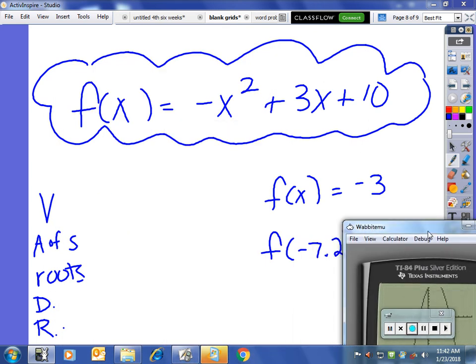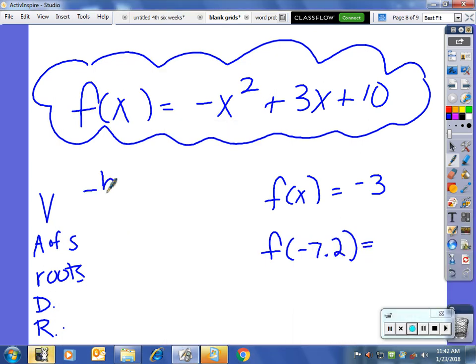How do you do the math? It's the opposite of b over 2a. That's for part of the vertex. That's the x part. You have to then turn to your calculator to find the y that goes with it. That's why I call this way half brain, half calculator. I'm going to show you how to do it all in the calculator in just a second.